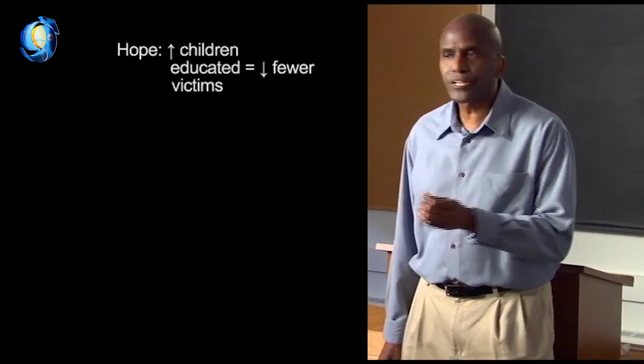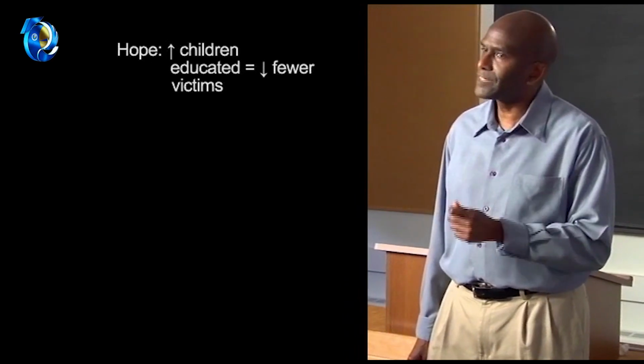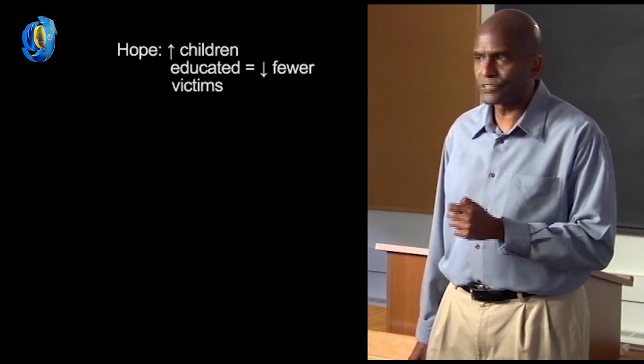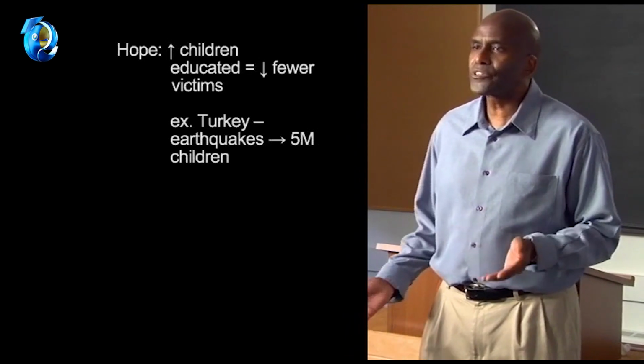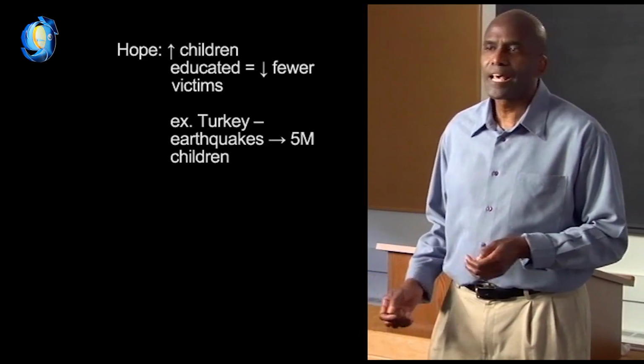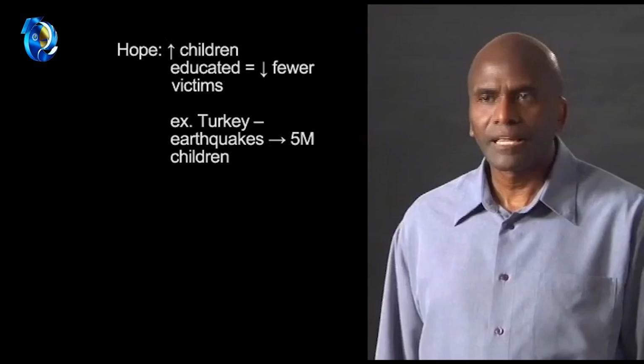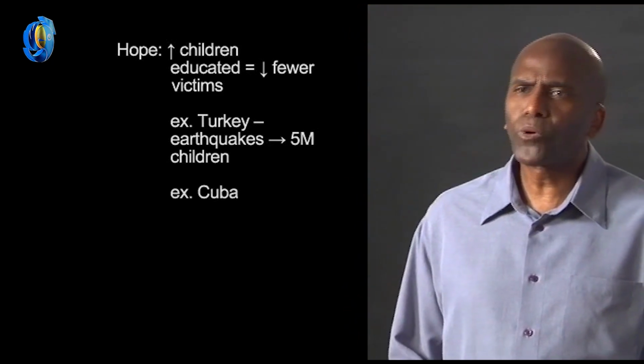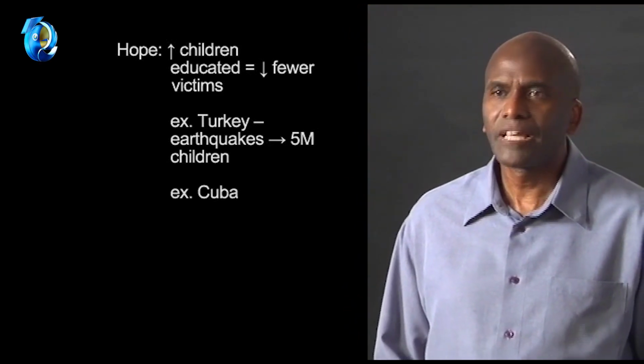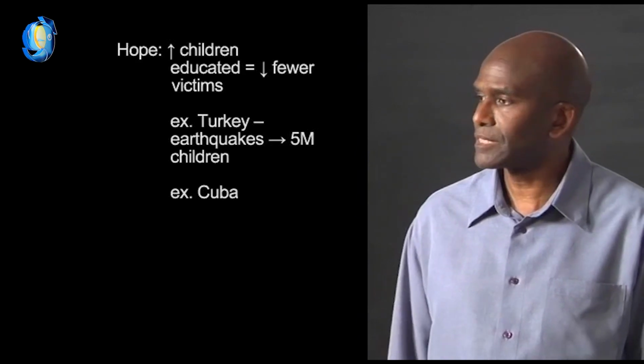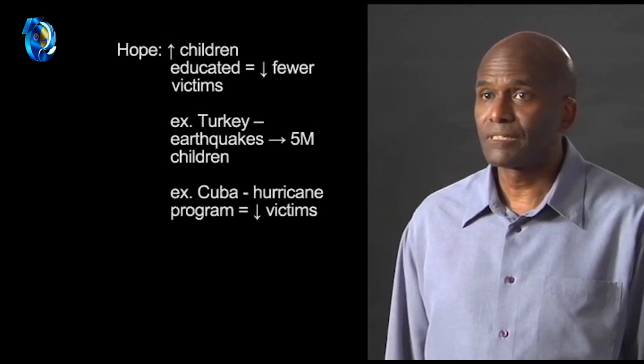For example, in Turkey, earthquakes threaten the safety of about 5 million children. So there is now an earthquake education program targeted at students countrywide. And in Cuba recently, with more school programs about hurricanes, there have been fewer hurricane victims. Now that's great news. So let's review what we've covered today.